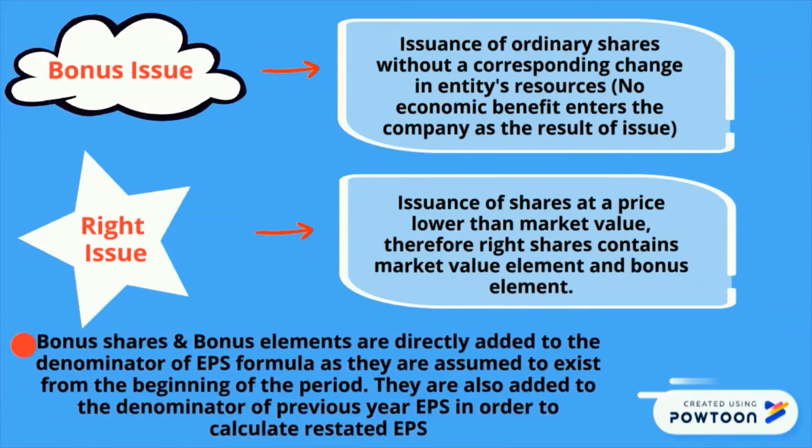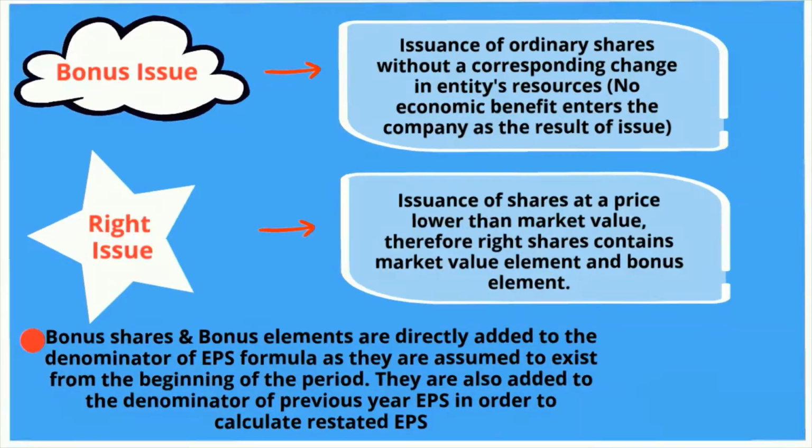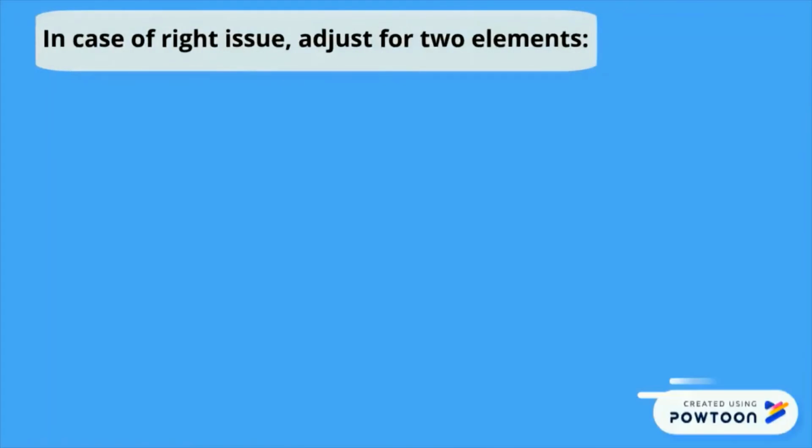Bonus shares and bonus elements are directly added to the denominator of the earnings per share formula as they are assumed to exist from the beginning of the period. They are also added to the denominator of the previous year's earnings per share formula in order to calculate restated earnings per share. In case of a rights issue, the weighted average number of ordinary shares, the denominator, is adjusted for two elements.